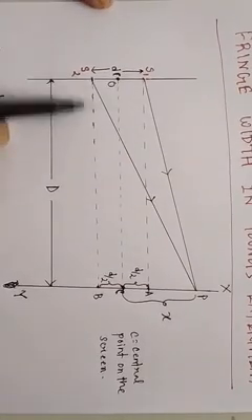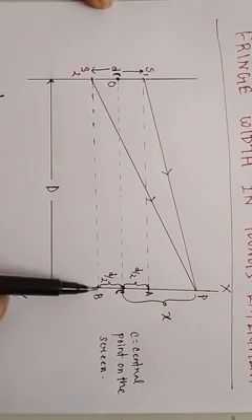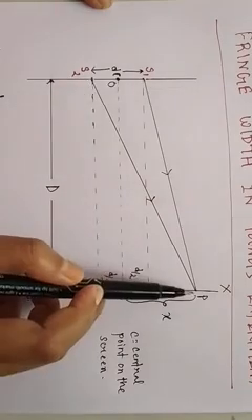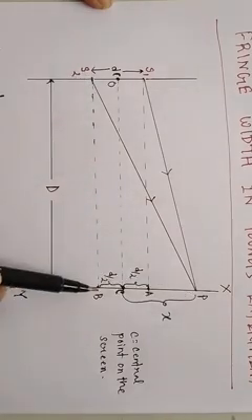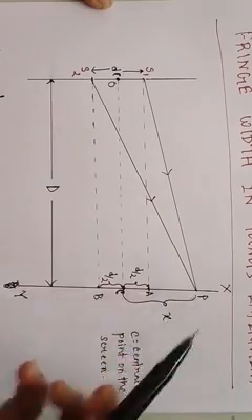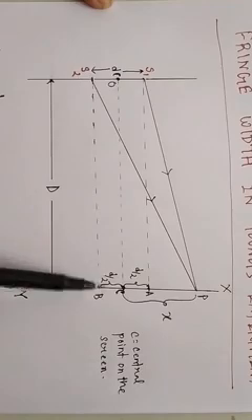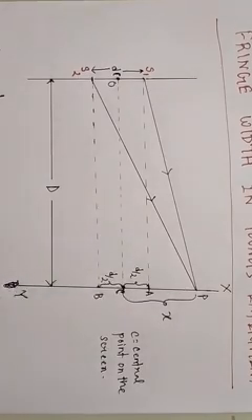Now if we look at this triangle, another triangle S2BP, then in this right angle triangle you see S2P is the hypotenuse, S2B is the base and BP is the normal. So we can write that S2P square is equal to S2B square plus BP square.